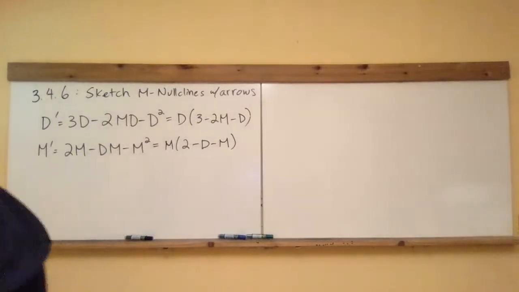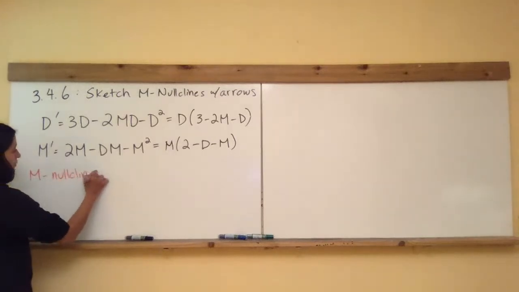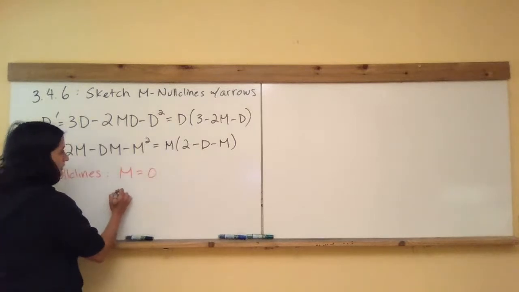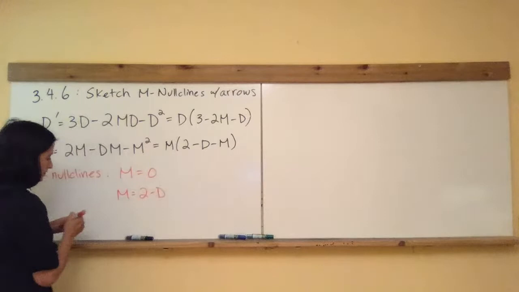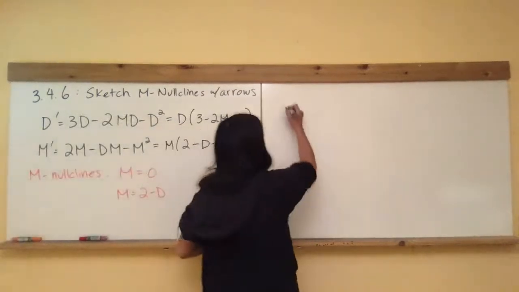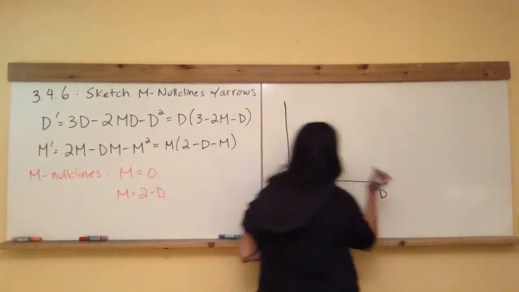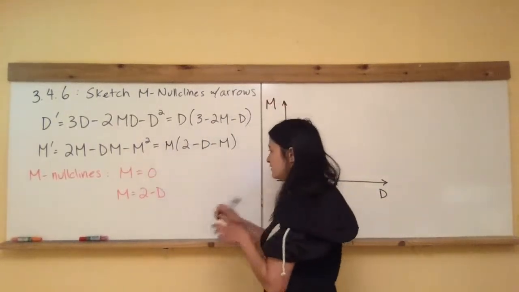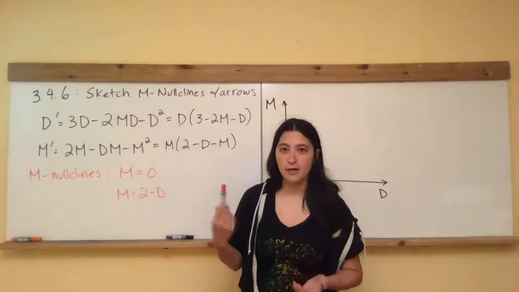Okay, so we're talking about the M nullclines here, and there's two of those. There's M is equal to 0, and the second one is M is equal to 2 minus D. We're going to draw those in our state space where our horizontal axis is D and our vertical axis is M. So the first thing I need to do is just draw these on the board.